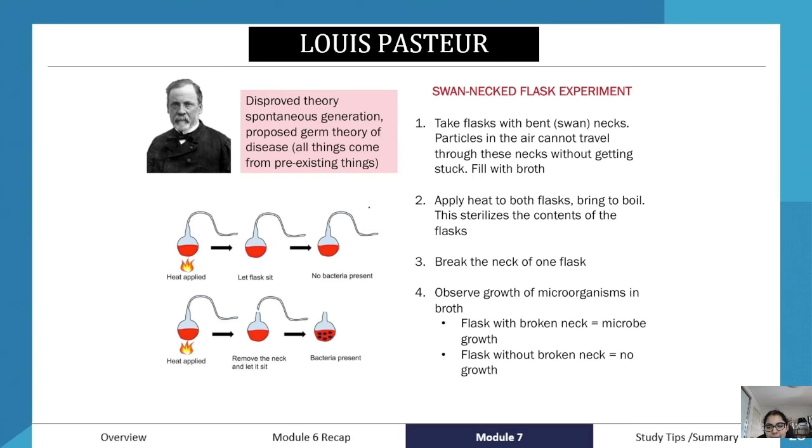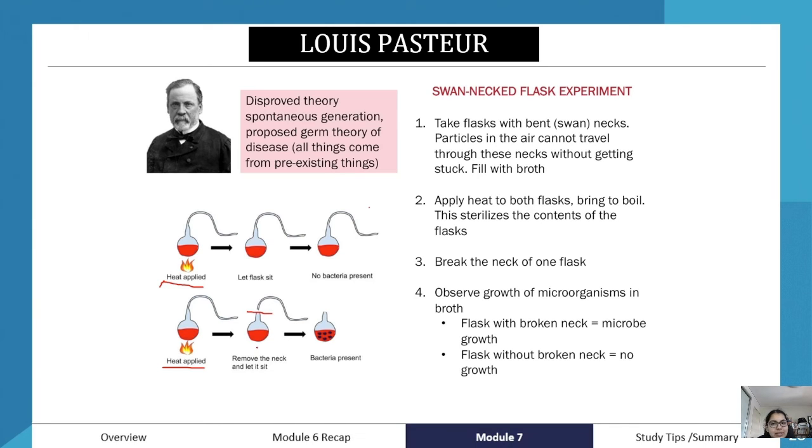So firstly, let's start here. I've got two different groups. I start off by applying heat to both groups. By applying heat, I'm sterilizing it, killing any bacteria in it. I then let the flask sit for a while, but with one I let it sit while it's closed, but with this one I open the flask, so I'm removing the neck and I'm letting it sit.